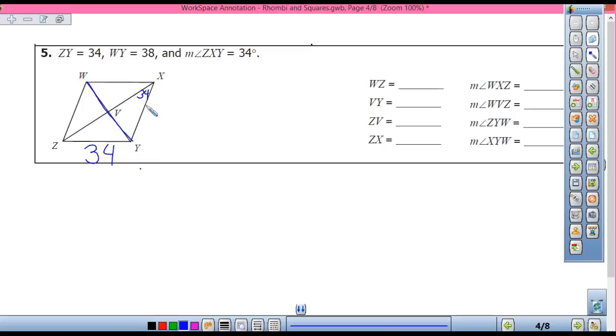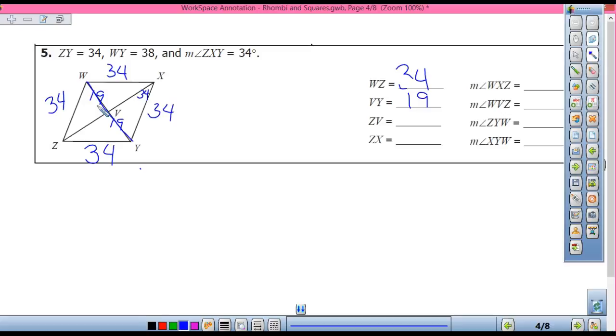So what's WZ? 34. Why? 4 equals 1. Alright. 34. 4 equals that. I like it. VY. Why? Diagonals bisect. That's 19. That's 19.